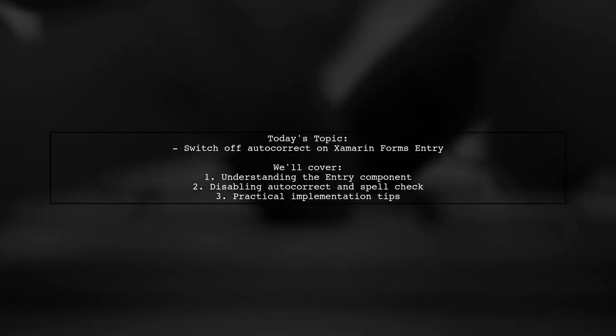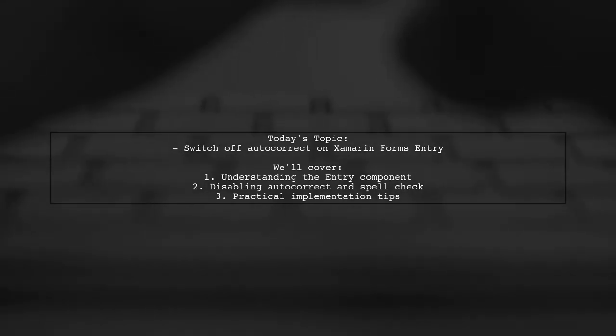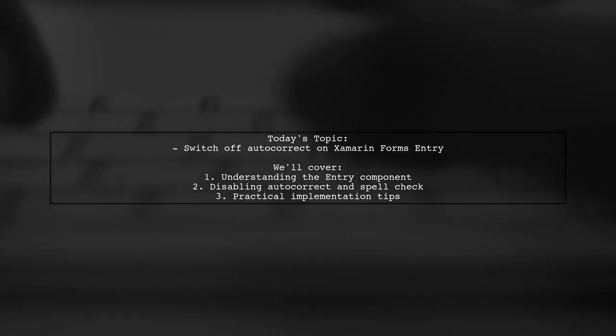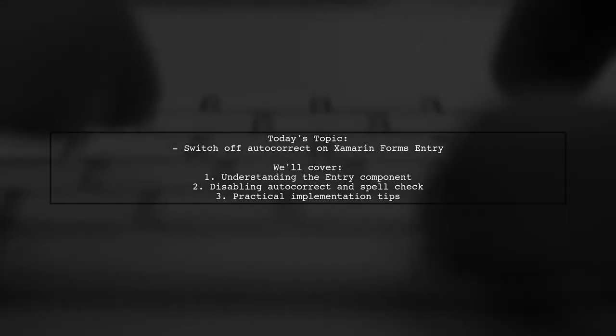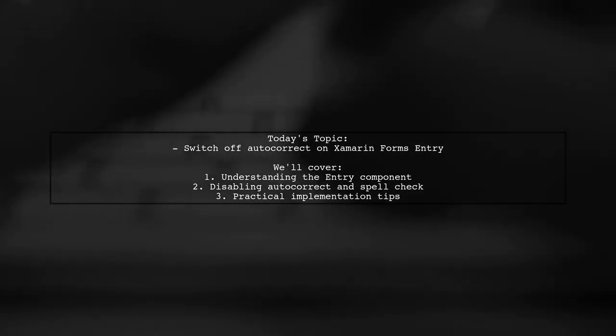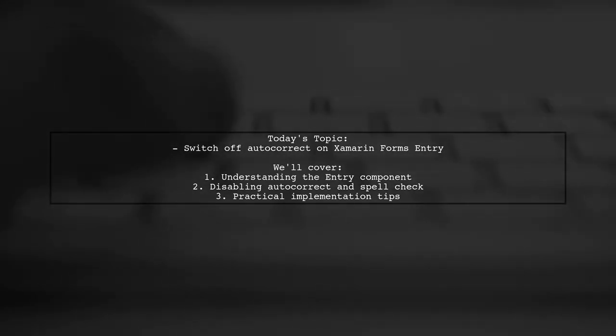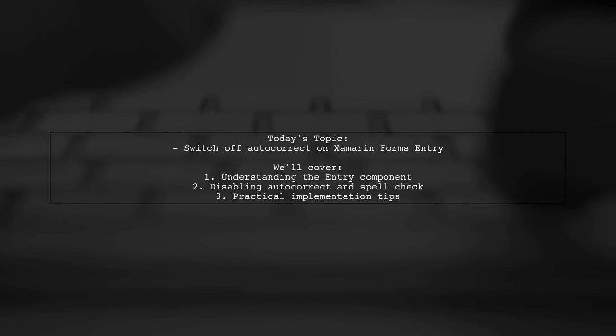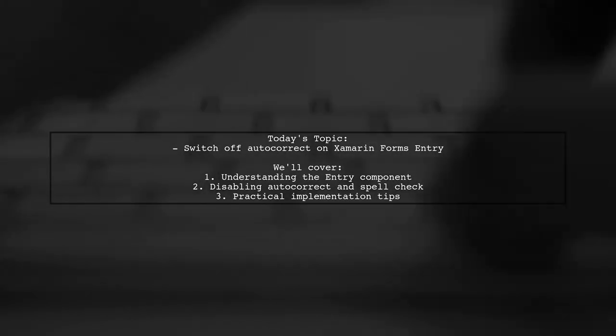Today, we're tackling a question that many Xamarin Forms developers encounter. Our viewer wants to know how to switch off autocorrect and spell check on the entry component, which is the UI text field equivalent in Cocoa. Is there a property to achieve this? Let's find out.